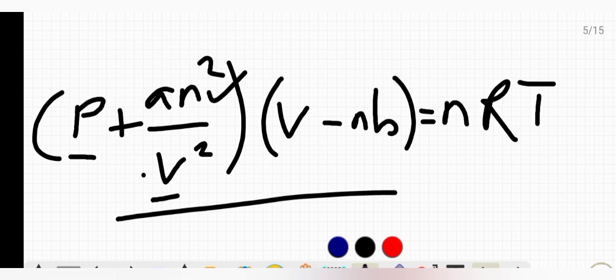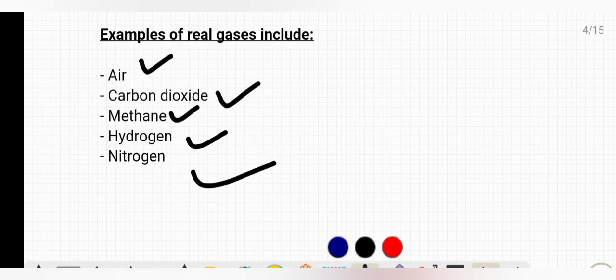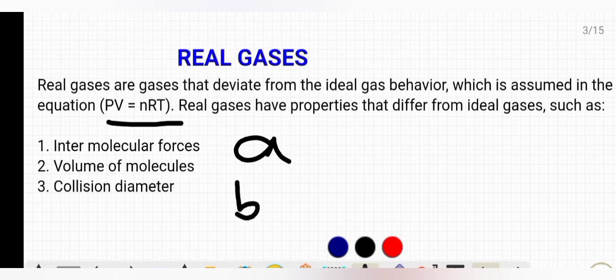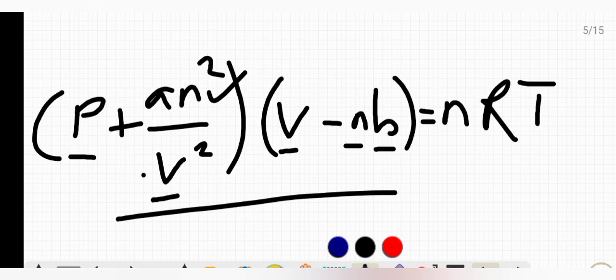Then we have n, which happens to be the number of moles. We've got V, the volume. We've got n, the number of moles again. We've got b, and we talked about b. We said this is the van der Waals constant that refers to the collision diameter, or the size of the gas molecules, right? And this n again is the number of moles. R here is the gas constant, and T is the temperature, right? So this is basically the van der Waals equation explained, simplified.